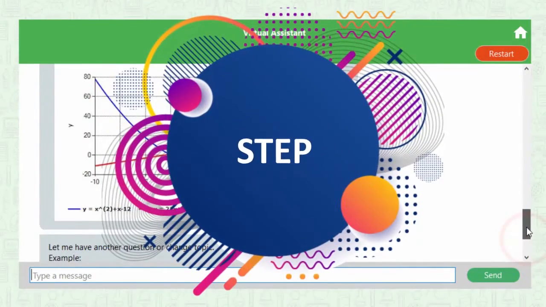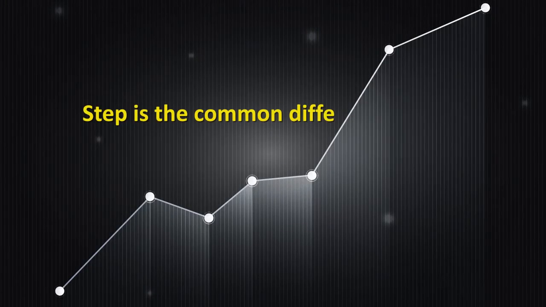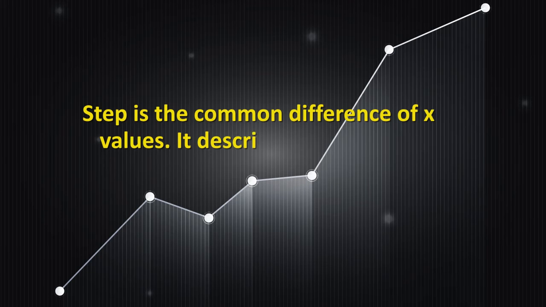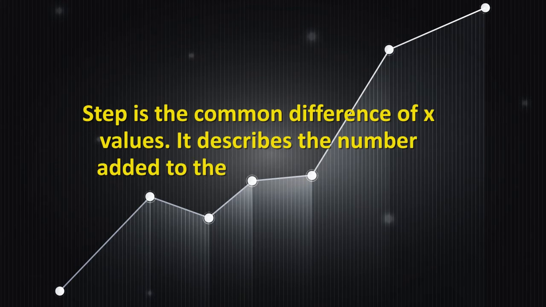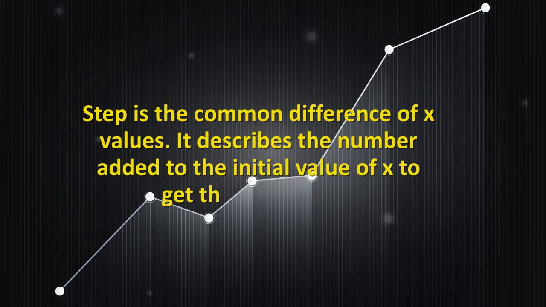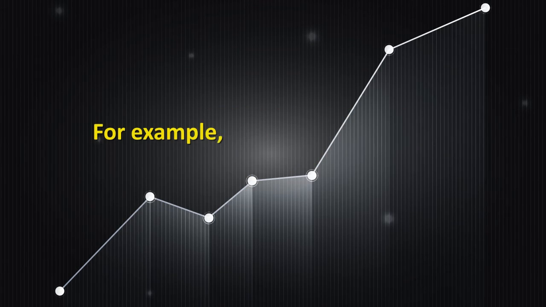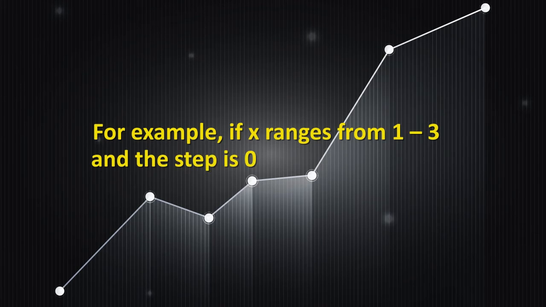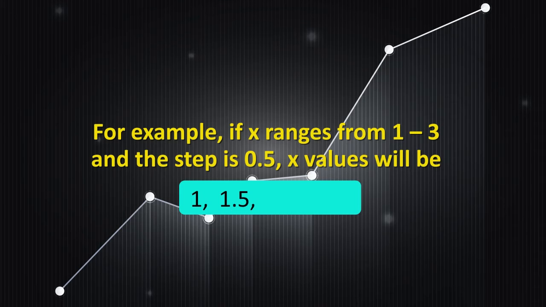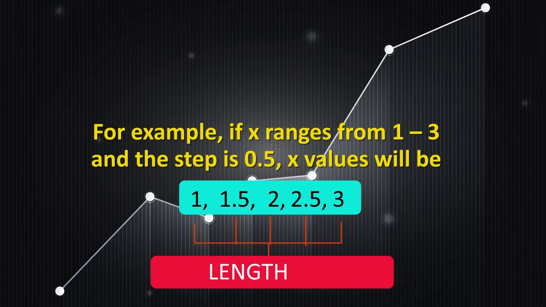Step. Step is the common difference of x values. It describes the number added to the initial value of x to get the next value. For example, if x ranges from 1 to 3 and the step is 0.5, x values will be 1, 1.5, 2, 2.5, and 3. The total number of values in x range is called length, which is 5.